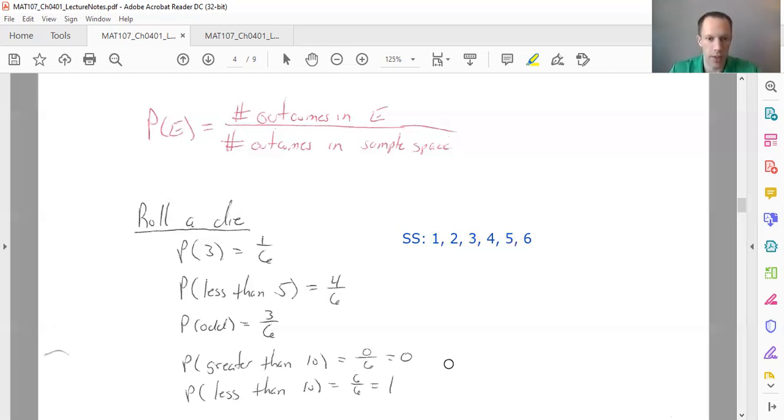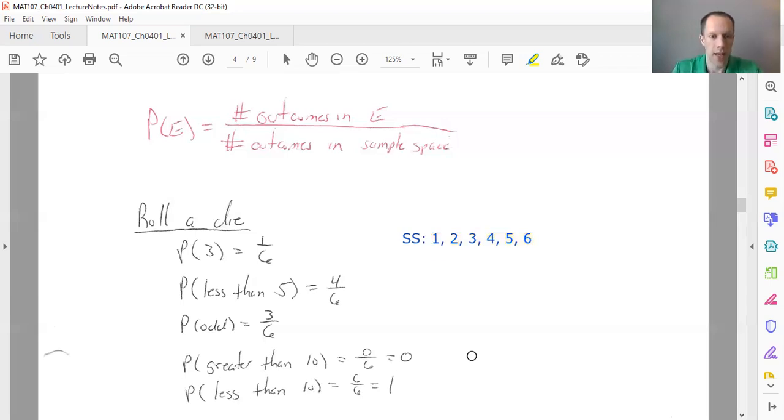If I said, what's the probability of getting a number greater than 10? Well, there are no numbers greater than 10. So you have 0 outcomes in the event divided by 6 in the sample space. So that would be 0. That's impossible. It'll never happen. If I said, what's the probability of getting a number less than 10? Then all 6 of these numbers are less than 10. So 6 outcomes in the event divided by 6 outcomes in the sample space, that's 1. This event is guaranteed to occur. No matter what you roll, it's going to be a number less than 10.